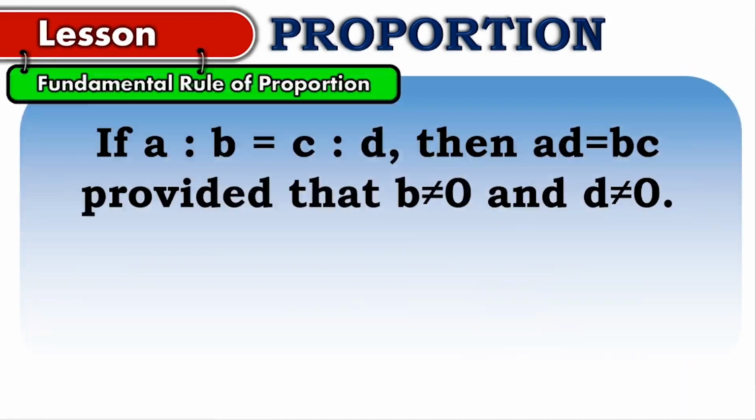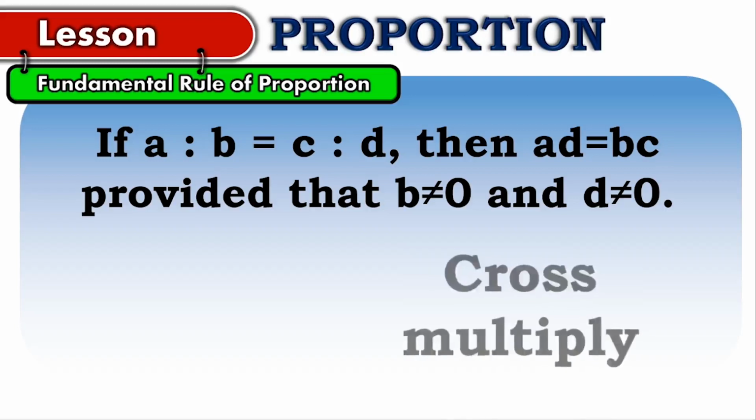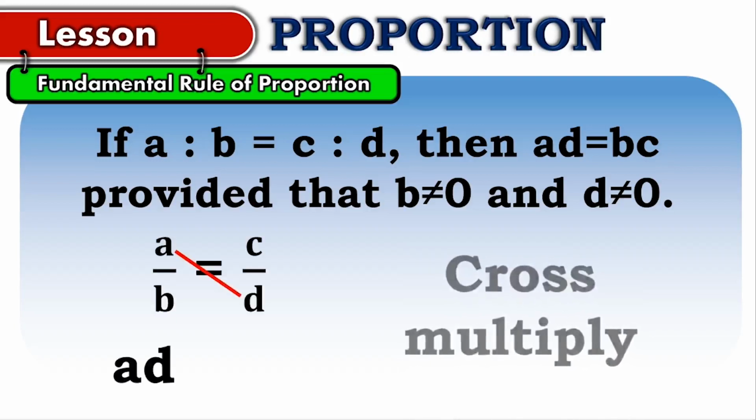Now let's talk about the fundamental rule of proportion. The fundamental rule of proportion states that if A is to B is equal to C is to D, then the product of A and D is equal to the product of B and C, provided that B is not equal to 0 and D is not equal to 0. This is the cross multiplication property for proportions. In the proportion A is to B is equal to C is to D, we multiply A and D, and this is equal to the product of B and C.